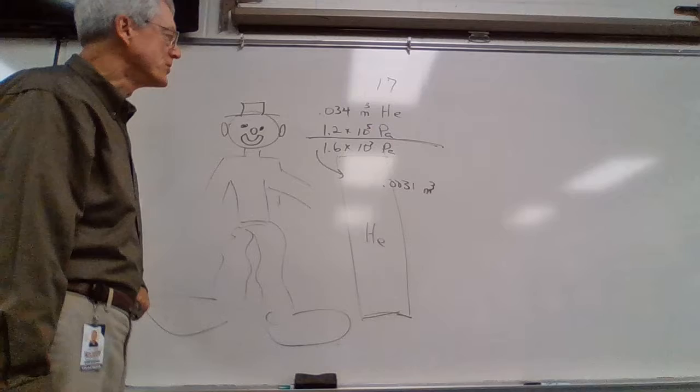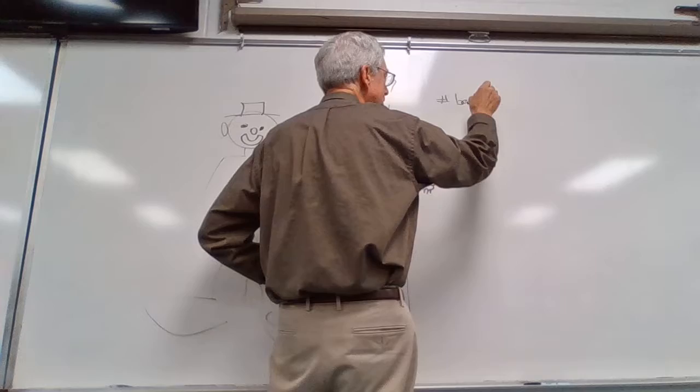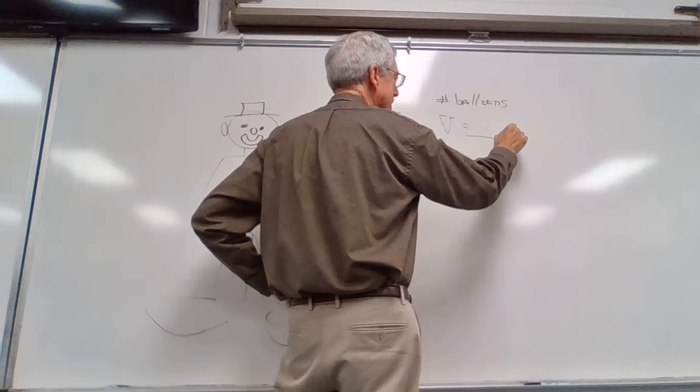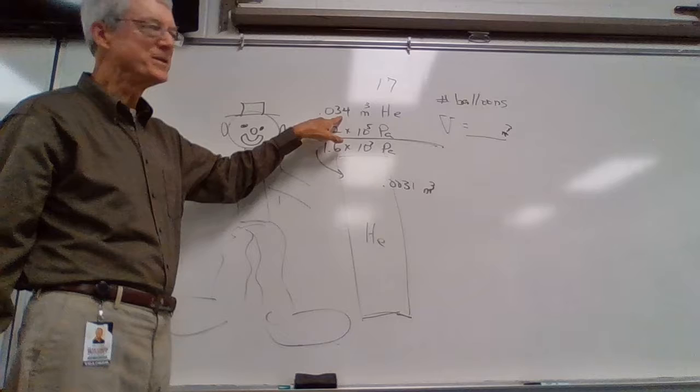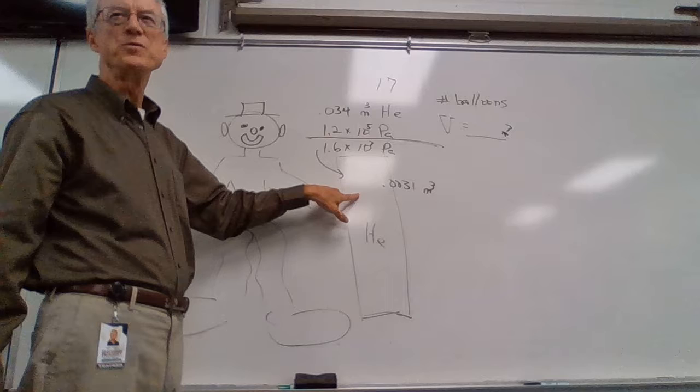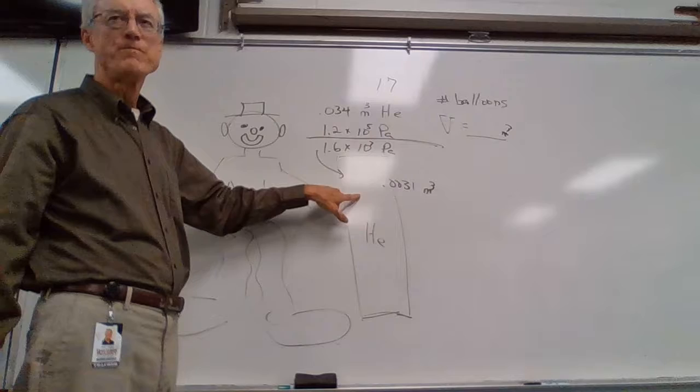To get the maximum number of balloons, you need to find the volume that's going to come out of this. Because that's the volume of one balloon, you can divide and get the number of balloons. So we need to come up with volume. What's the volume of one balloon? What was the actual question again? What is the maximum number of balloons that can be filled? Okay, from the tank.